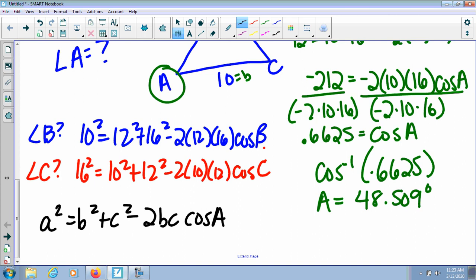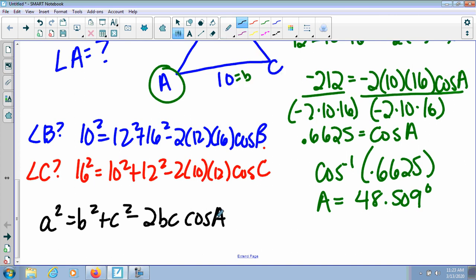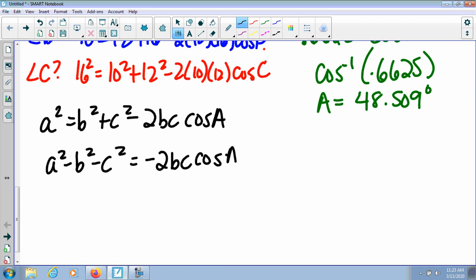Let's just say we want to get angle A by itself at the very beginning. I'm just going to show you quickly, and this is how I normally do it. If I subtract b squared and c squared, so a squared minus b squared minus c squared is equal to negative 2bc cosine A. And then I'm going to divide by negative 2bc on both sides.